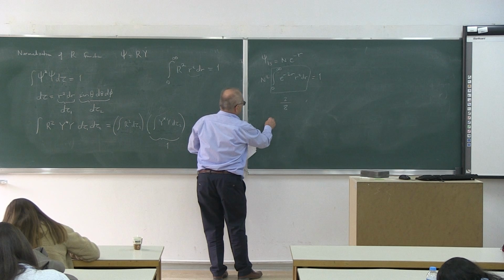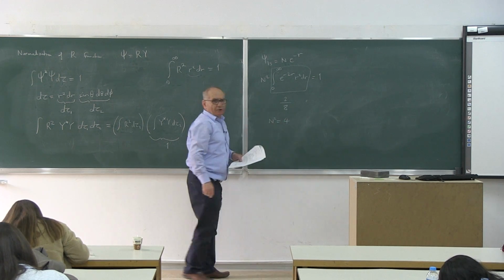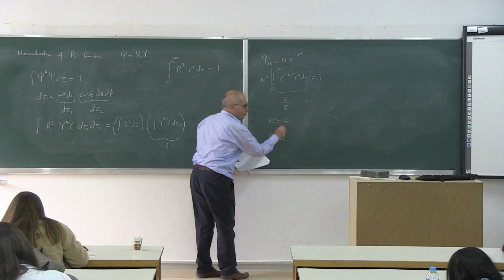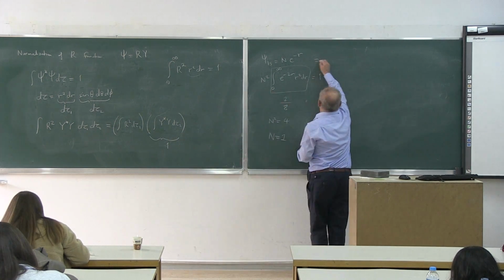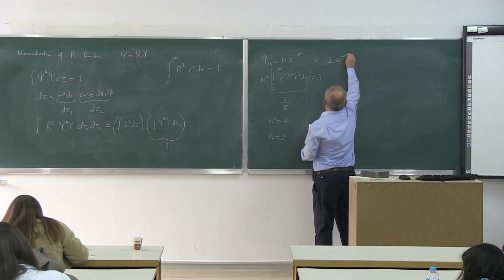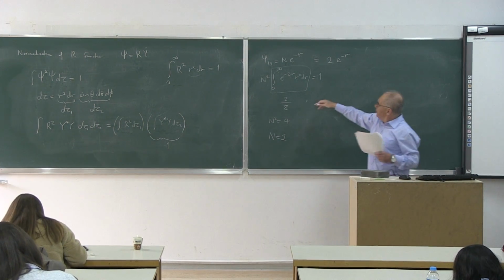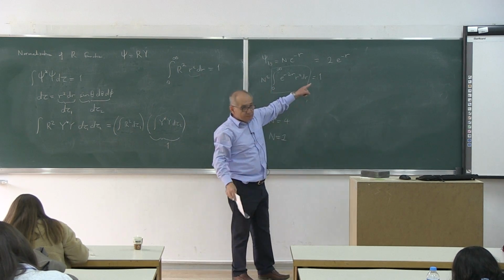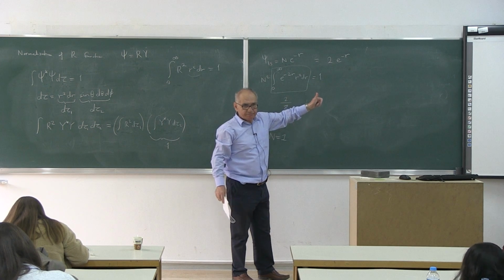So N squared is 4, which means if I take N equals 2 and write 2 times e to the minus r, this function will satisfy this condition with that N value. So it will be normalized. All right?